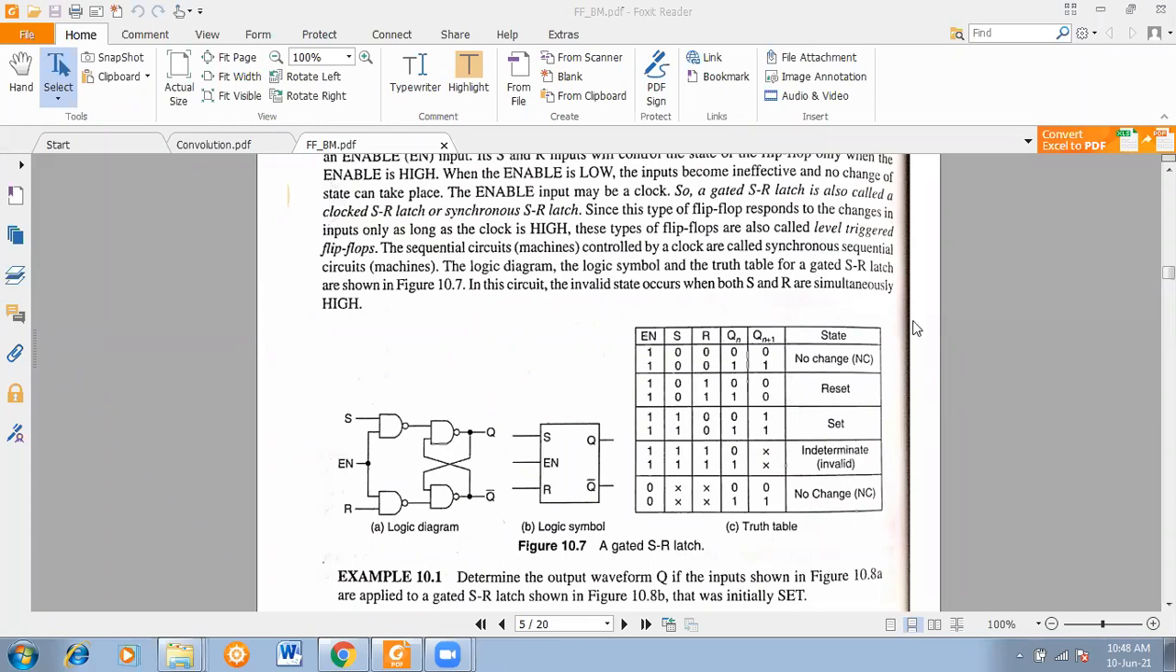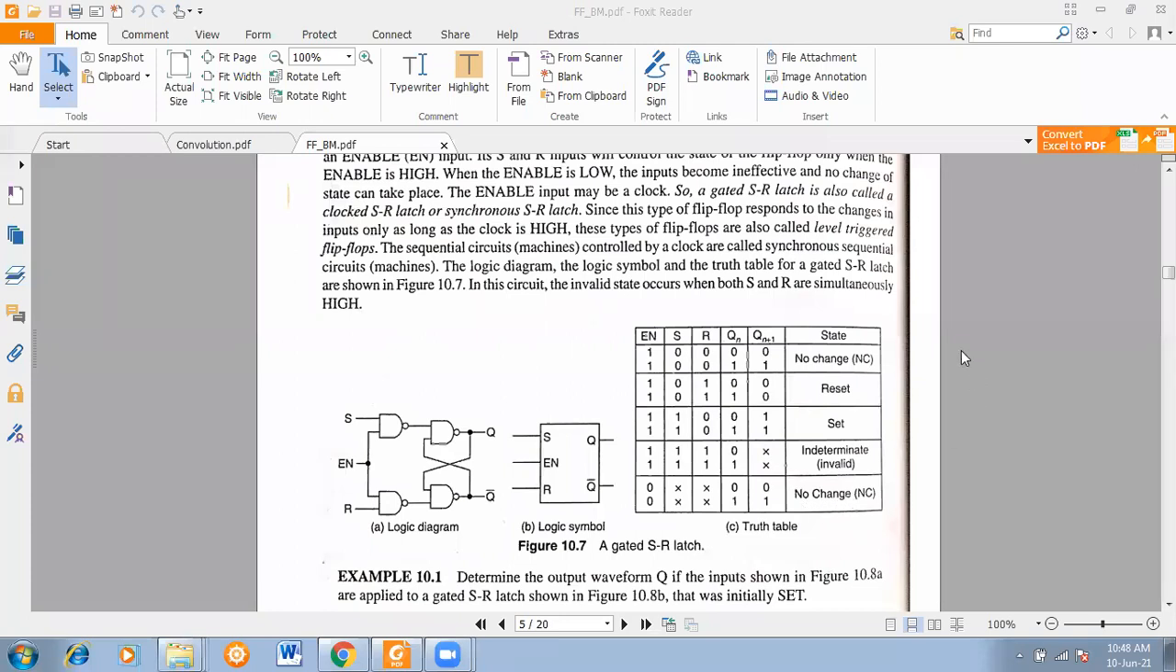If clock is present and you make S and R both 1, that is the inhibited state. That is not desirable and should be avoided. That's why it is called the indeterminate state. We can't determine the probable output. Sometimes it may be 0, sometimes it may be 1, so no definite output is there. That's why we always avoid making S and R both 1. If clock is absent, that means clock is grounded here, then what happens? Irrespective of the combination of the inputs, your output will never change. There is no change condition.